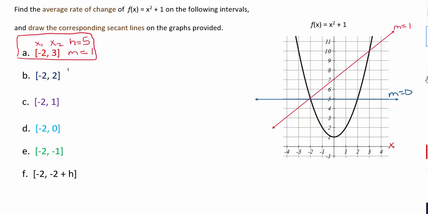So in my summary, I'm going to write that when we picked an interval of length 4, there's 4 units of length between these two x values, the slope came out to be 0.